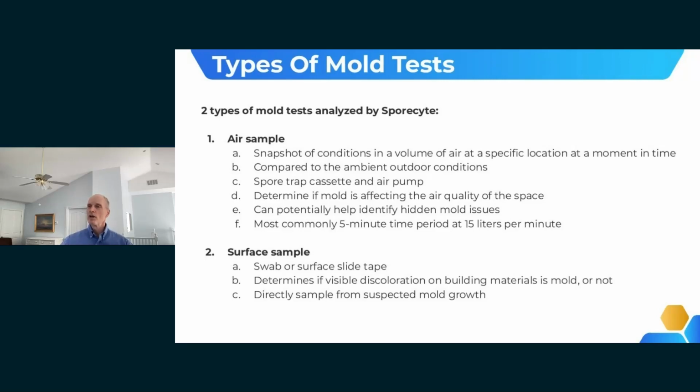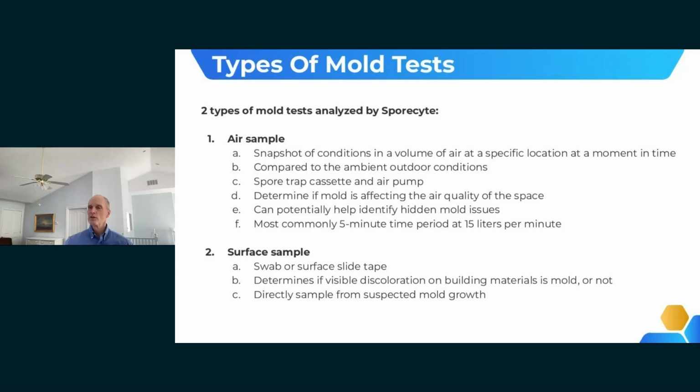So the air sample can potentially help identify hidden mold issues. Oftentimes we'll find something where there wasn't anything visible, but they are finding a significant amount of mold. So they've just got to figure out where that is coming from, and then remediate those issues. The most common time and volume for that is a 5-minute sample at 15 liters per minute. Some inspectors want to do longer samples, and that's okay.